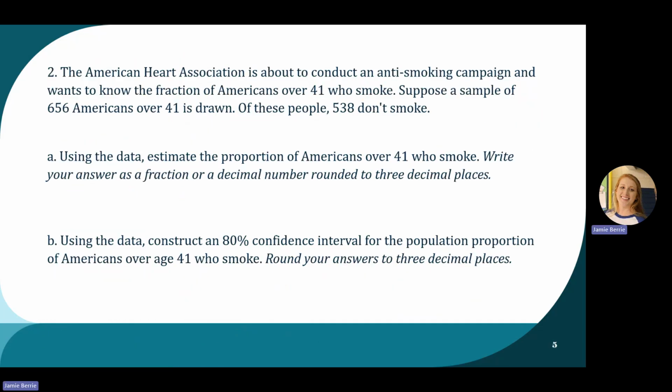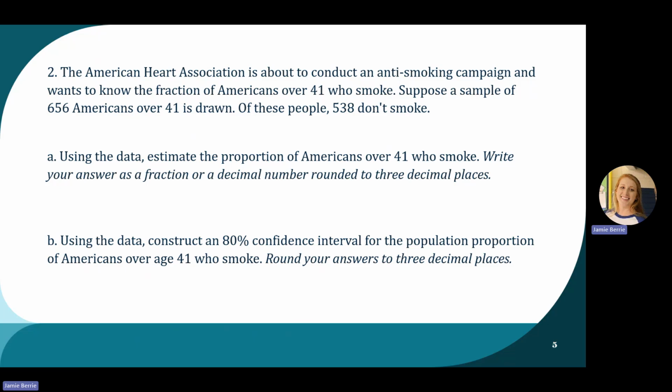Here's another example. Very similar setup. We'll actually go ahead and construct the confidence interval this time since we already know that it's going to give us the sample proportion. All right, so it says the American Heart Association is about to conduct an anti-smoking campaign, and they want to know the fraction of Americans over 41 who smoke. Suppose a sample of 656 Americans over 41 is drawn.